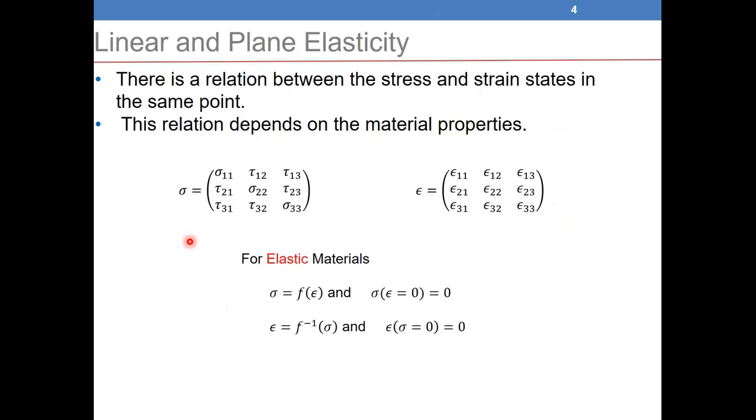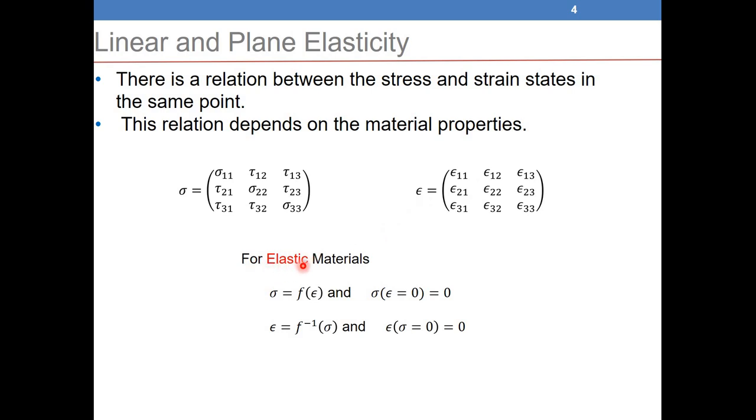So the first point that we did, we defined what we call the stress tensor. So we have three normal stresses and different shear stresses. Also, we defined the strain tensor. We have the normal strains and the shear strains. And with that, we said that the relation between the stress and the strain depends on the material properties. So depending on the material that we have, we'll have a relation between the stress and the strain, and depending on the type of material properties, that relation will be different.